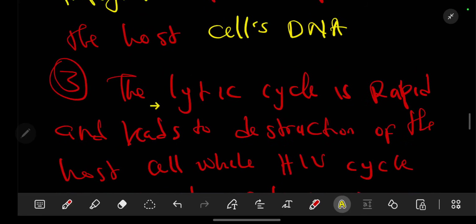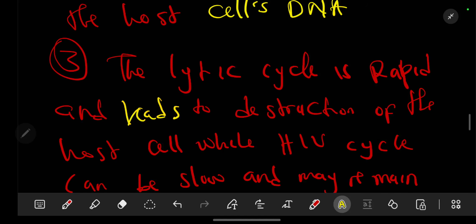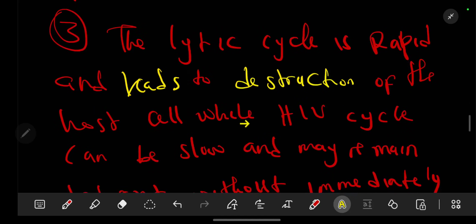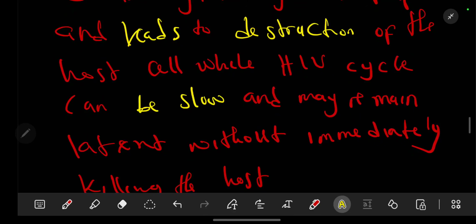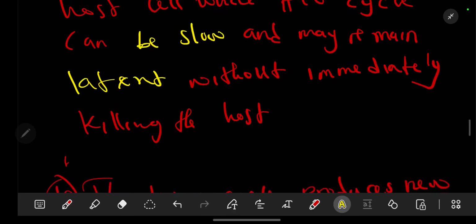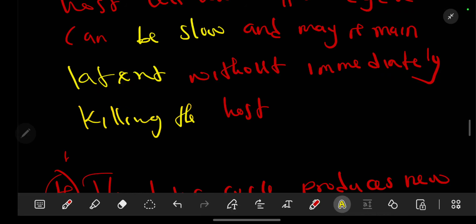Number 3, the lytic cycle is rapid and leads to the destruction of the host cell. While the HIV cycle can be slow, sometimes you might think that you do not have HIV, and it may remain latent, meaning inactive, without immediately killing the host. So latent is more like a delayed period, without immediately killing the host.